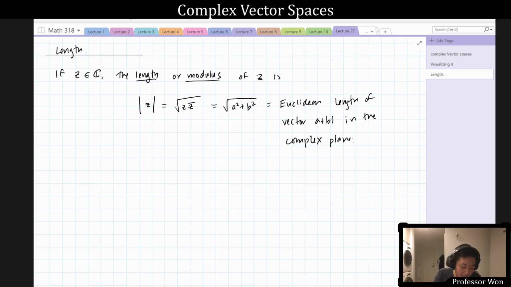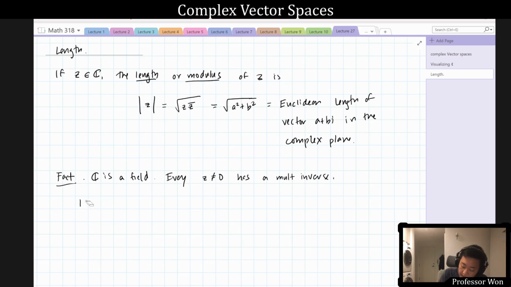Right. This should really be done earlier, but another fact is C is a field. I guess one thing that isn't obvious is every non-zero complex number has a multiplicative inverse. Okay, and this is just something that you kind of need to play with.